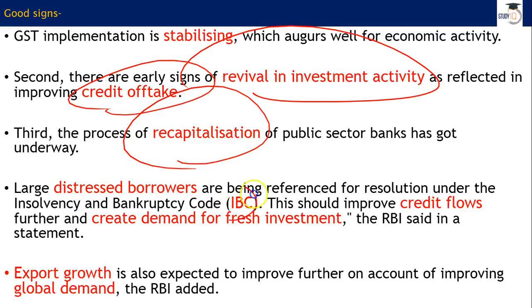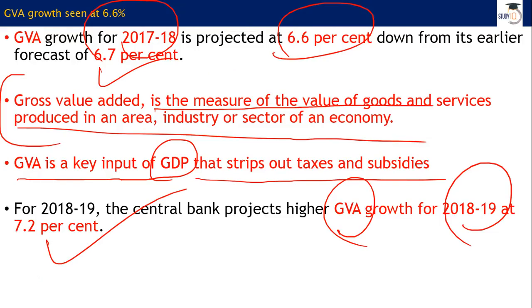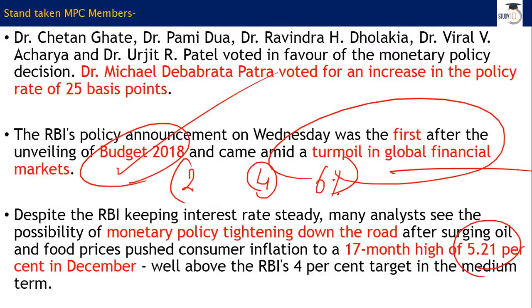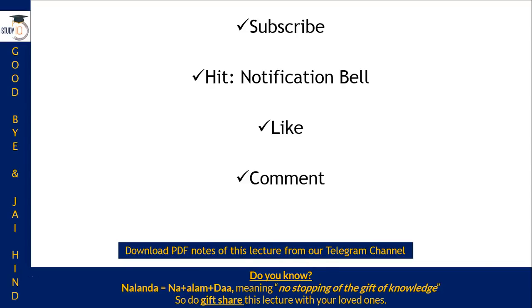Then you have this IBC, we have talked about it, and then export growth is also expected to improve. As I told you, global demand is there, global growth is going up. So these are the things that are going to be good in the near future. But so far, that's everything that is important to this monetary policy.